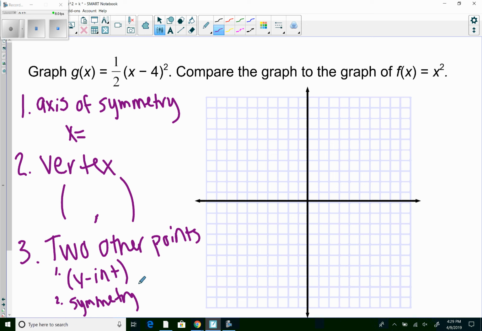Okay? Let's do this example following these 3 steps. First off, axis of symmetry. Remember, it's x equals your h value. So right now, we have g of x equals a times (x minus h) squared. Your h value is 4. Remember, this is opposite of what we think. Your axis of symmetry is going to be at 4. So I'm going to go 1, 2, 3, 4, and I'm going to draw that dashed line in here.